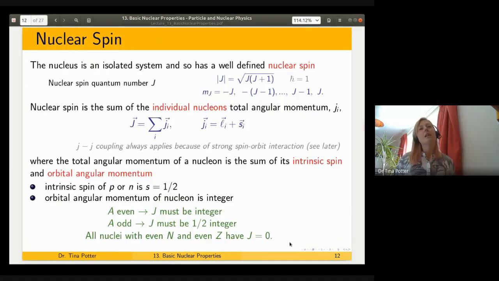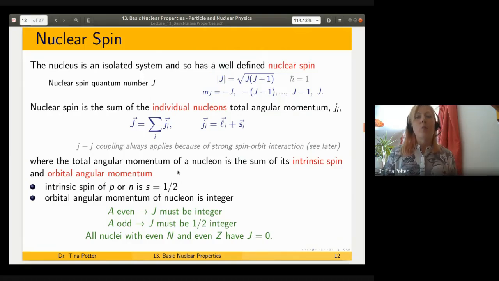Right, so next I'd like to discuss nuclear spin. So a nucleus is an isolated system of protons and neutrons, and it's going to have a very well-defined spin. Simply put, we've got the sum of all of our protons and neutrons, those individual nucleons, and they're going to contribute to the total angular momentum here. So we're going to sum up the total angular momentum for each of our protons and neutrons, and each of these are going to be sitting in a particular L state and have a particular spin.